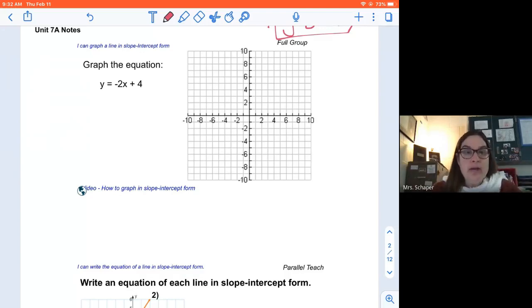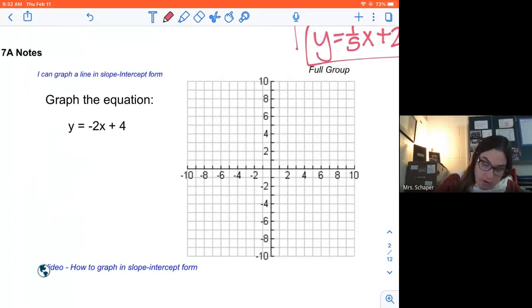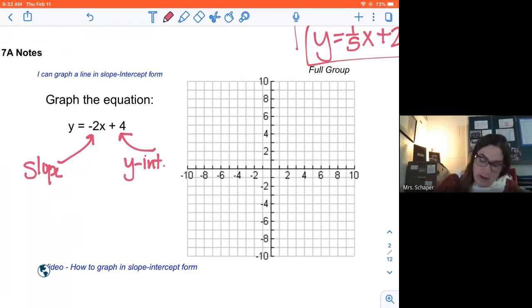So when I'm looking at this, here's my equation. And in this slope-intercept form, the 2 is my slope. The 4 is my y-intercept. Okay, that's why we call it slope-intercept form. Isn't that awesome when we do stuff like that? So slope-intercept form. Okay, so a way to graph it is using a t-table.